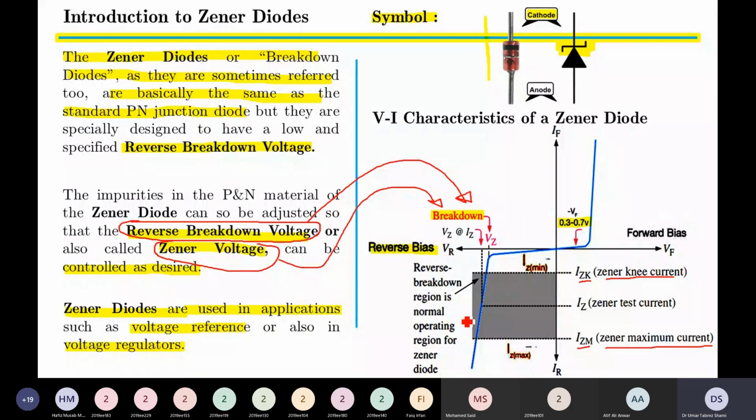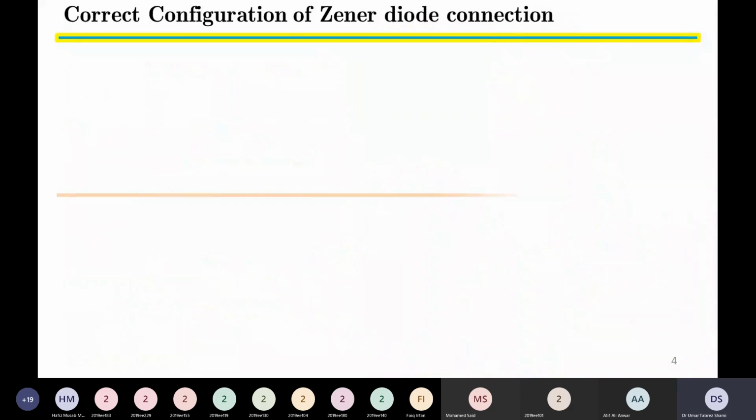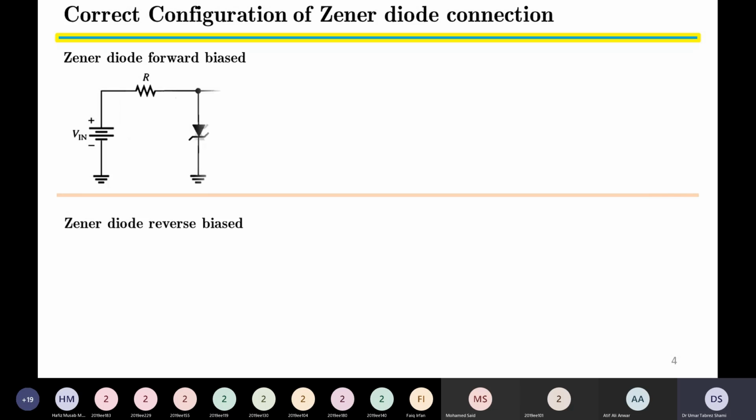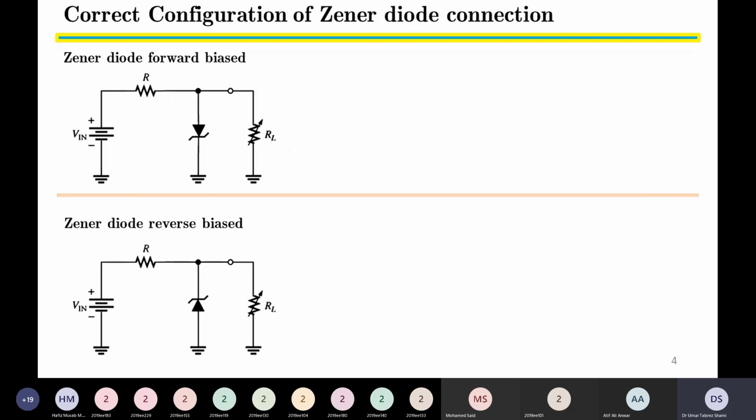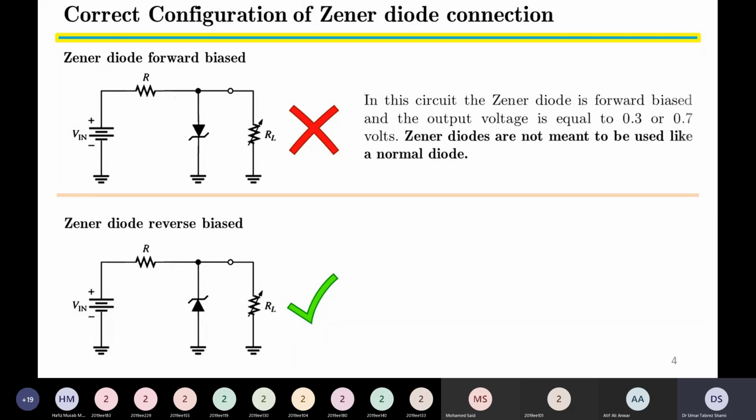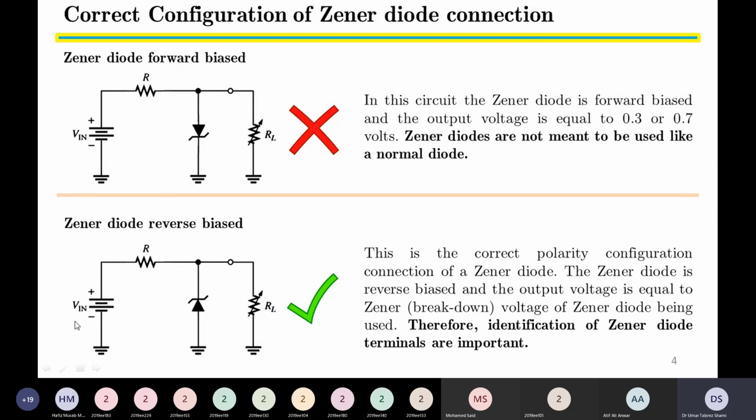Now we come to the next slide. The next slide is basically a guideline for the correct configuration of Zener diode connection. Remember that the Zener diode operates in both the first quadrant and the third quadrant. In this slide, we see two diagrams which look almost the same, except that the direction of the Zener diode is opposite. In this circuit, we have a DC input voltage, a resistor R, a diode, which is here a Zener diode, and a variable resistance RL.